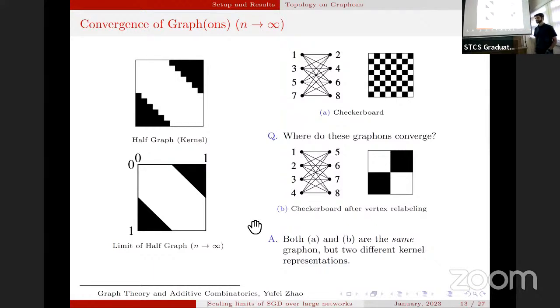I'm not sure. Maybe in some cases you can do this. In general, you have to search over all. There is no representative kernel corresponding to it. There is no canonical kernel. If I give you an unlabeled graph, there is no canonical way to label it. You start from top left or bottom right, it doesn't really matter.